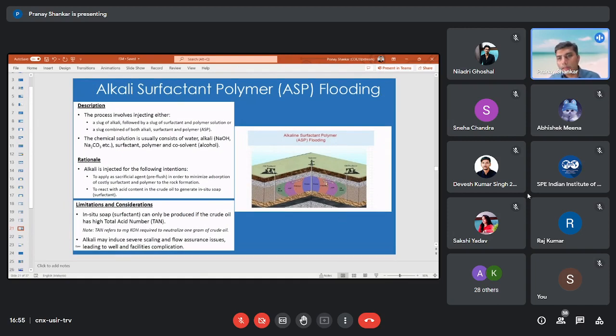So this is your oil bank followed by your ASP, and at the end of ASP you inject polymer. At the end of polymer, you again inject water. So this is how the ASP flood mechanism works.